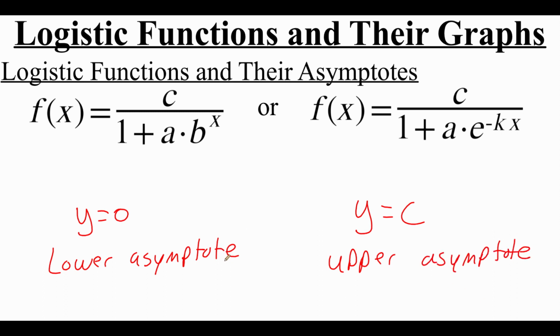And we can think about these asymptotes in terms of limit notation. Looking at the left-hand side of our graph, the limit as x approaches negative infinity, we can say that our logistic function approaches 0. Or if we're thinking about the right-hand side with this upper asymptote as a limit, the limit as x approaches positive infinity, then our f of x logistic function approaches this c value.